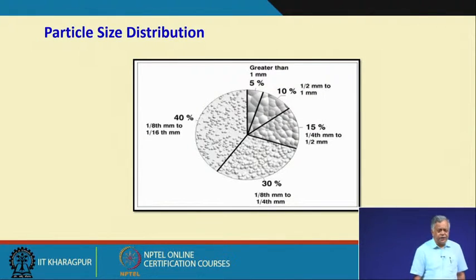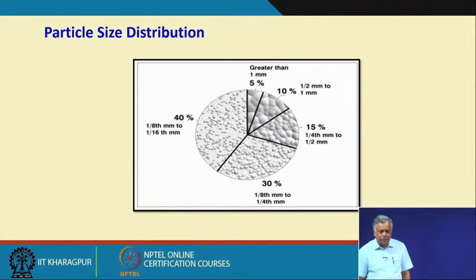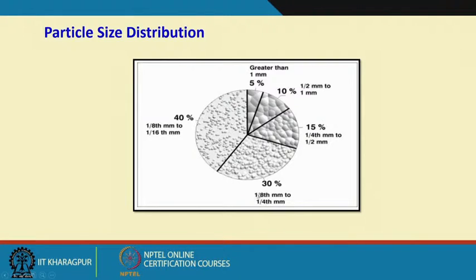Now, the very first reason is many times my client for whom I am processing, they say that we are interested only in the size range between 1/8 to 1/4 of a millimeter. We are not at all interested in buying these other sizes, we are interested in this.